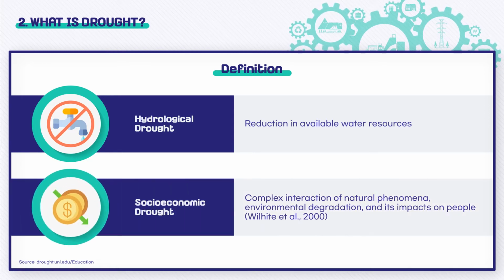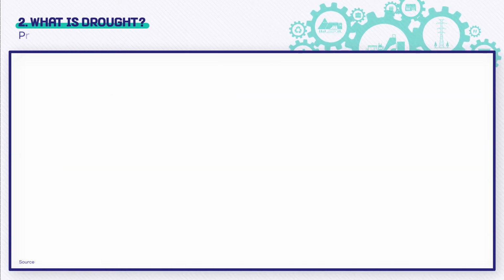The last type is socioeconomic drought. This refers to prolonged droughts that affect people through a combination of complex economic, social, and environmental factors. As mentioned, drought can be categorized into 4 different types. Generally, the process is as follows.